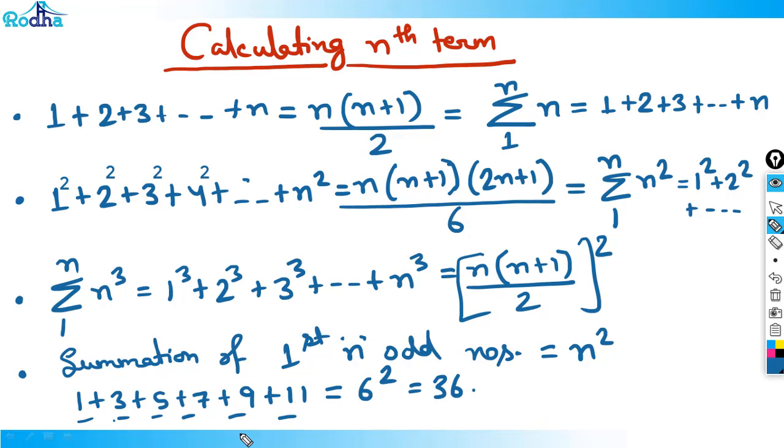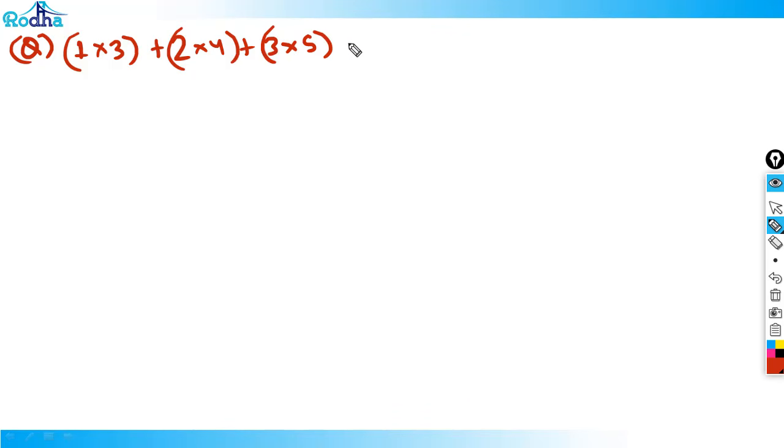Now, there are two ways actually. One, we can observe by calculating the nth term. For example, suppose we have a question like this: 1 into 3 plus 2 into 4 plus 3 into 5, and we need to add this till 20 terms. What is the value after adding 20 terms?